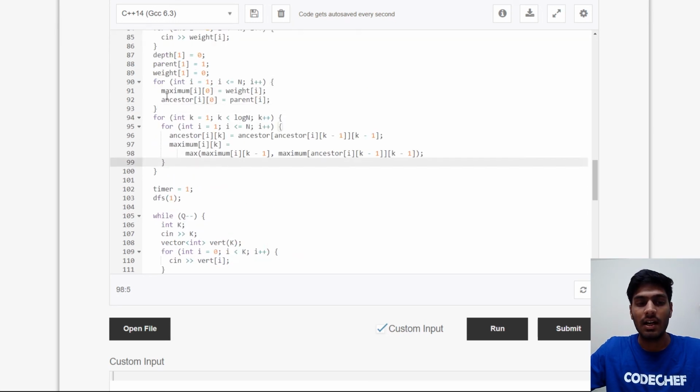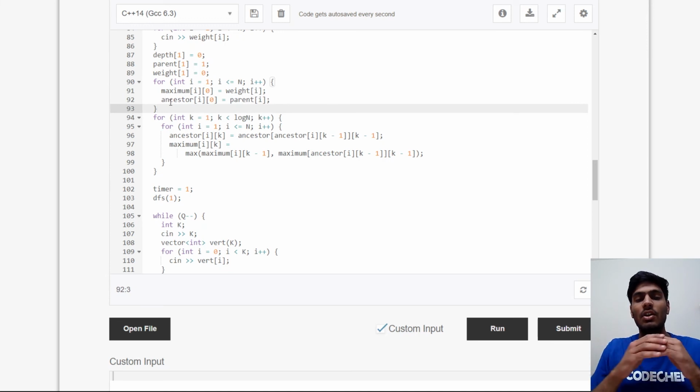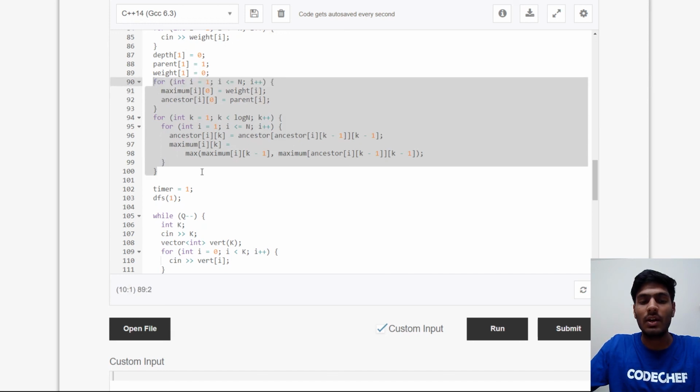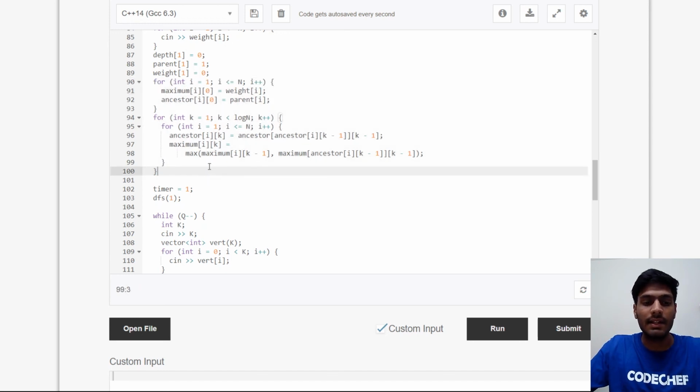After that, we have maintained two arrays, maximum and ancestor. The ancestor array will actually keep record of the ancestor at logarithmic level. So it will store the ancestor at the first level, then ancestor at second, then ancestor at fourth, eighth, and so on. Similarly, the maximum array will store the maximum weighted edge between the vertex and its logarithmic ancestor. This whole computation will be required to compute our auxiliary tree.